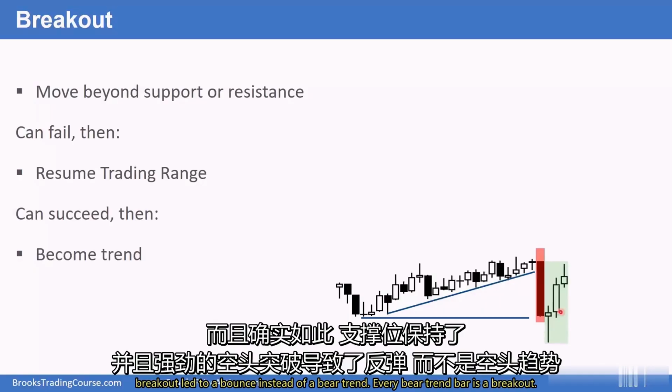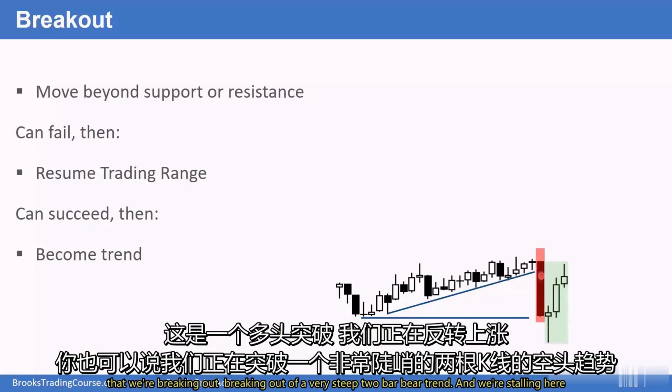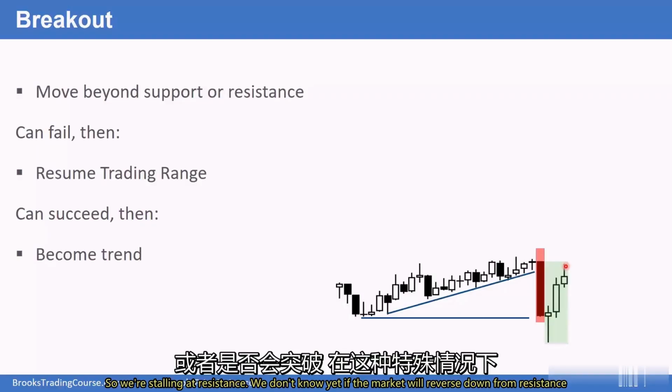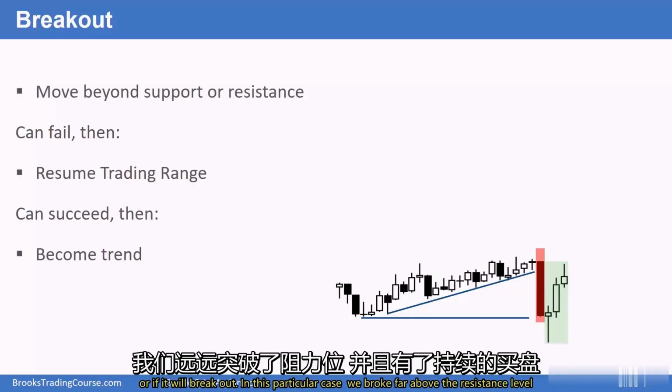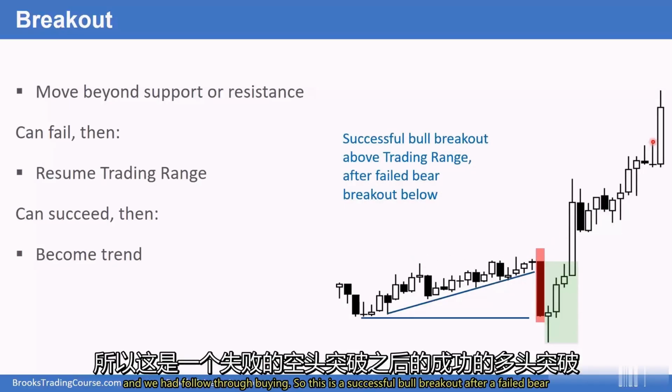Every bear trend bar is a breakout. Every bull trend bar is a breakout. It's a bull breakout. We're reversing up. You can also say that we're breaking out of a very steep 2-bar bear trend. And we're stalling here, a smaller bar with a tail on top, at a price level where the market stalled repeatedly earlier. So we're stalling at resistance. We don't know yet if the market will reverse down from resistance or if it will break out. In this particular case, we broke far above the resistance level, and we had follow-through buying. So this is a successful bull breakout after a failed bear breakout.